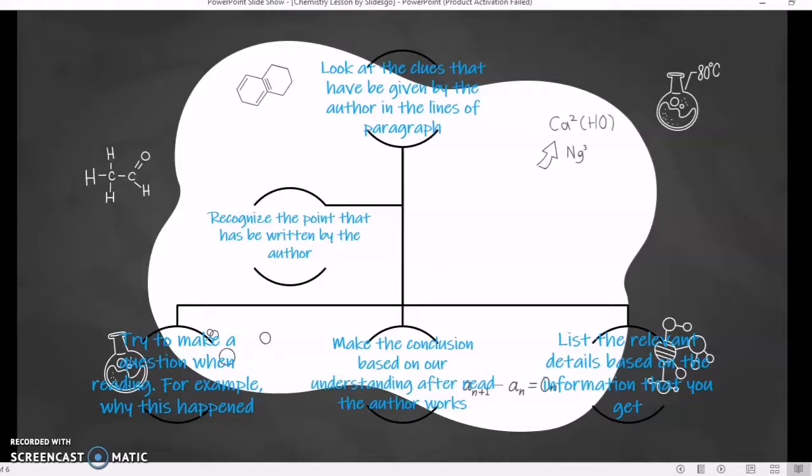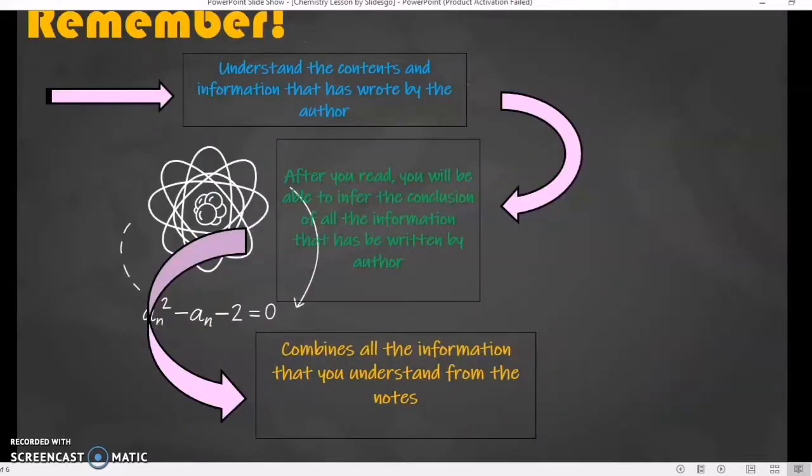Next, make a conclusion based on your understanding after reading the author's work. Lastly, you need to list the relevant details based on the information that you get from the paragraph that you have read. You must remember these three. First of all, you need to understand the contents and information written by the author. Next, after you read the paragraph, you will be able to infer the conclusion of all the information that has been written by the author. And lastly, combine all the information that you understand from the notes.